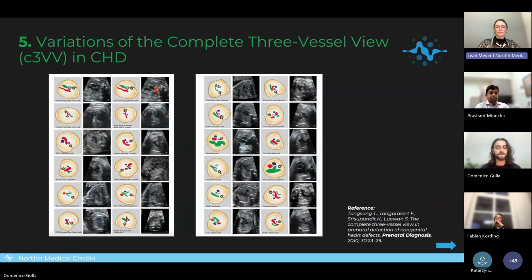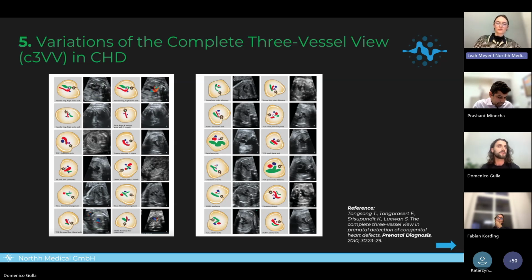In this final section, I would like to include the attached figure from the article by Thompson et al. These images provide a comprehensive visual summary of the normal and abnormal variation of the three vessel view in a fetus with congenital heart disease. They illustrate the wide spectrum of anatomical variation of the three vessel view observed in congenital heart disease. The key message is that there is no single abnormal pattern, and different CHDs produce different configurations of the great vessels and aortic arch.